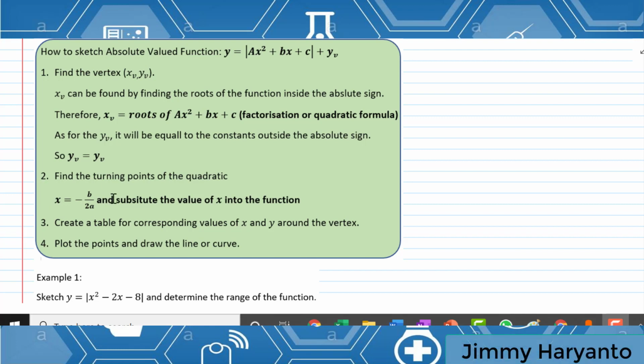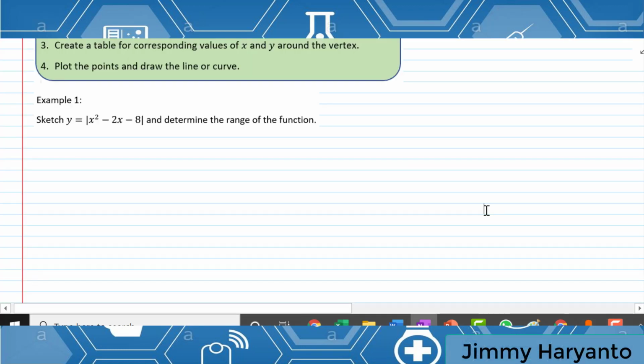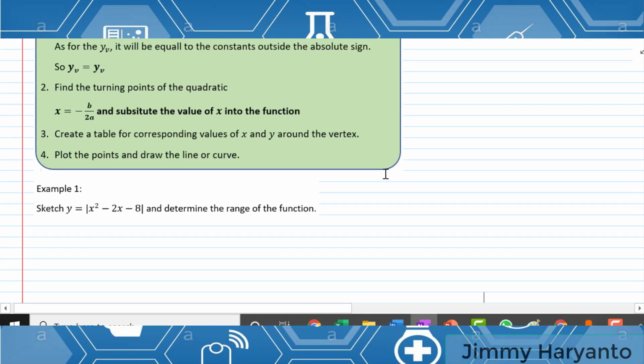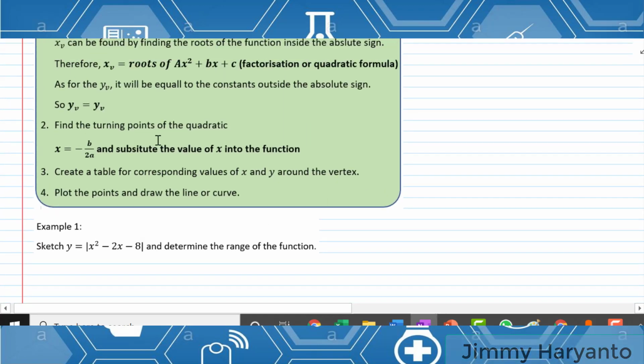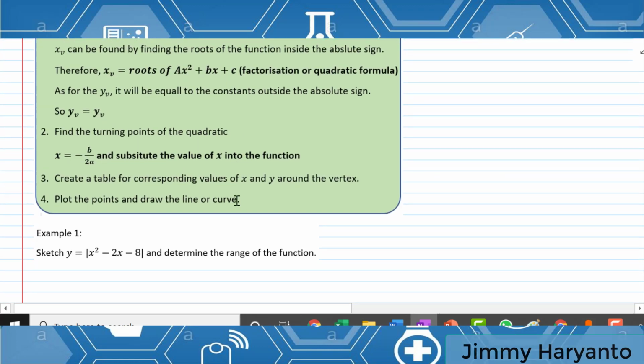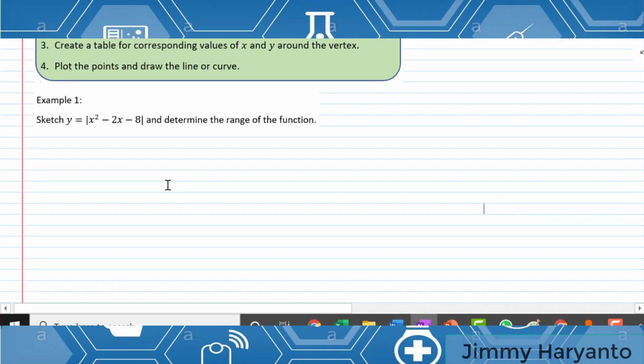After you get the x, substitute the value of x into the function. Number 3, create a table, and number 4, plot the points and draw the line or the curve. For this one it will be a curve, because it's quadratic. Take a look at example number 1.